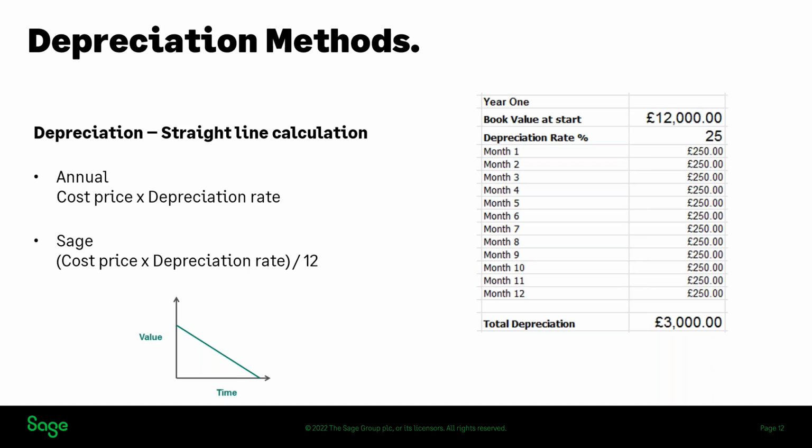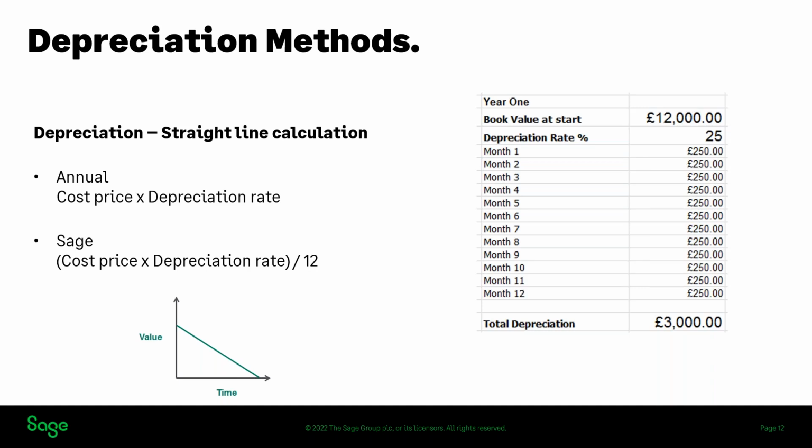And the first one, and probably the most common, is the straight line method. It's a nice simple option, this one as well. So if you were doing this one on an annual basis, straight line method would just be the cost price times the depreciation rate. And you would normally post that as a journal. So in this case, you would have a depreciation based on, say, £12,000 at 25%. You would depreciate that as £3,000. You probably do that on an annual basis as part of the year end. You would put that journal through.